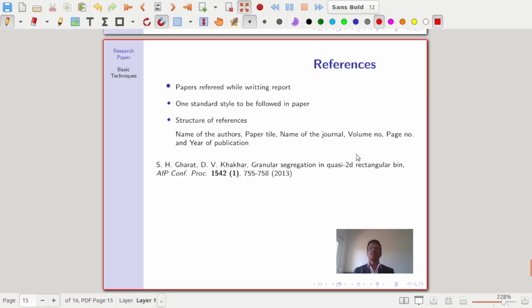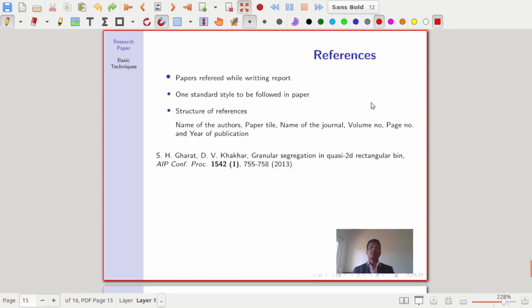Last point, references. You should refer to the papers which we have read while writing the report. Every paper or journal has its own referencing style. You must follow that particular referencing style.